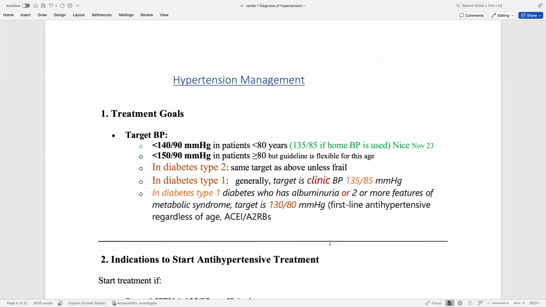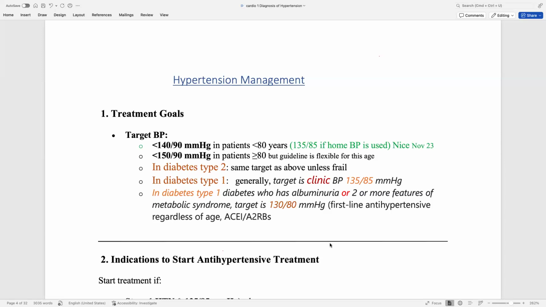Okay, target. What is the target for the management? The target should be below 140/90 in any young patient. Young means less than 80. In the clinic, the target is less than 140/90, or less than 135/85 if the patient checks his blood pressure at home. We will tell him, if we measure it in the clinic, below 140/90, and if you check it at home, it should be below 135/85.